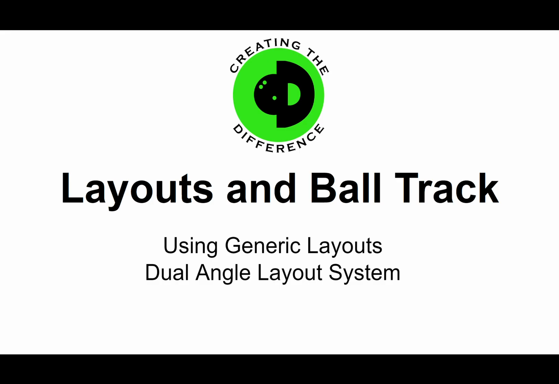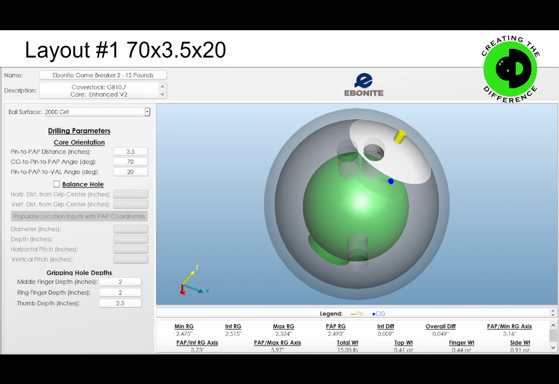So layouts and then the ball track. We're going to use a couple of generic layouts, and we're going to use what's called the dual angle layout system to talk about those layouts, and we're going to show you some interesting things regarding layout. This is the first layout we're going to use. This layout just happens to be 70 degrees by 3.5 degrees by 20 degrees. That's what it's called. Effectively, you can see where the holes are in the ball. These measurements are relative to the bowler's axis point, so that's 5 inches over by 1/2 inch up. That's why the yellow dot, which is the pin, and the blue dot, which is the center of gravity, are shifted to the right. And if you were to measure that out, it comes out to being 70 by 3.5 by 20.